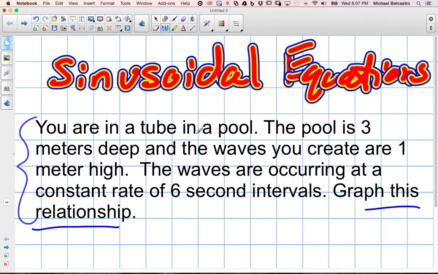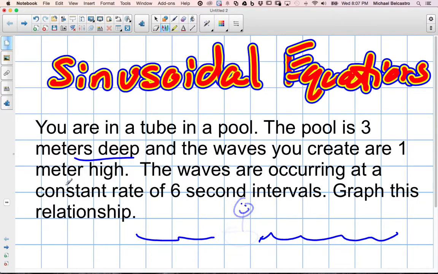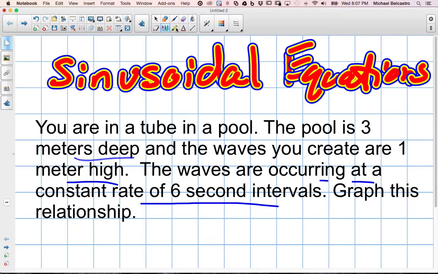So you're in a tube in a pool. So, you know, there's you, super happy, sitting in a tube, and the waves are constantly going by you. Okay. The pool is 3 meters deep, and the waves you create are a meter high. The waves are occurring at a constant rate of 6-second intervals. Graph this relationship. Okay, so let's highlight some important stuff.